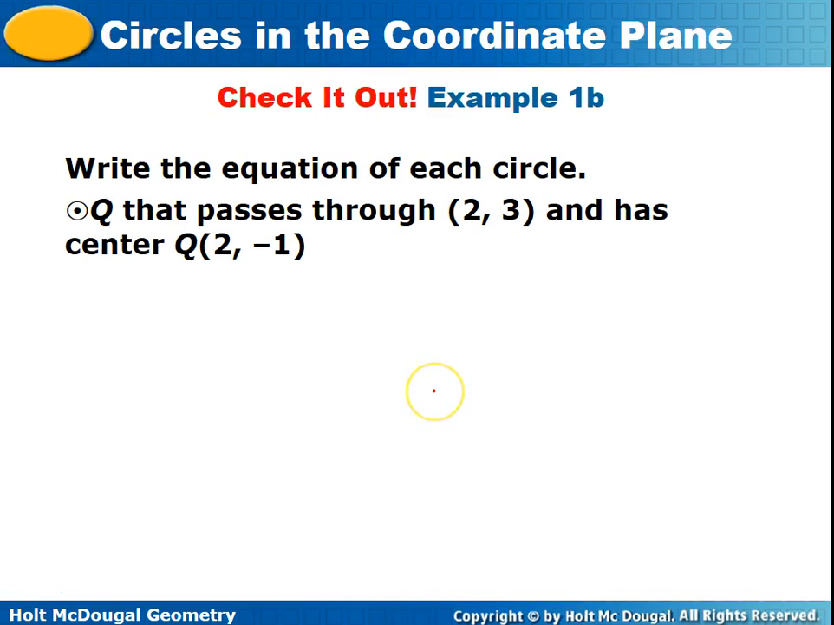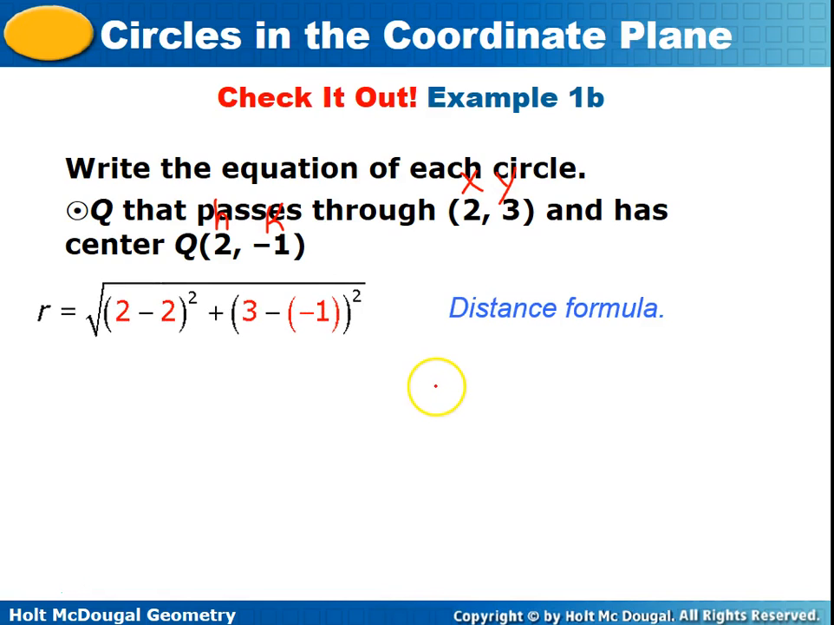So let's write the equation of each circle, this time that passes through a point (2, 3) and has a center. So this again is going to be our X and our Y, and this is going to be our H and our K, and we're going to have to find our radius this time to be able to write the equation for the circle.